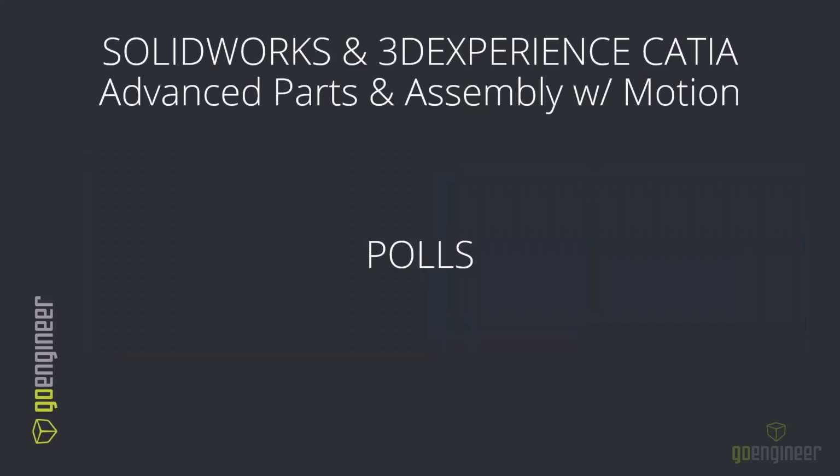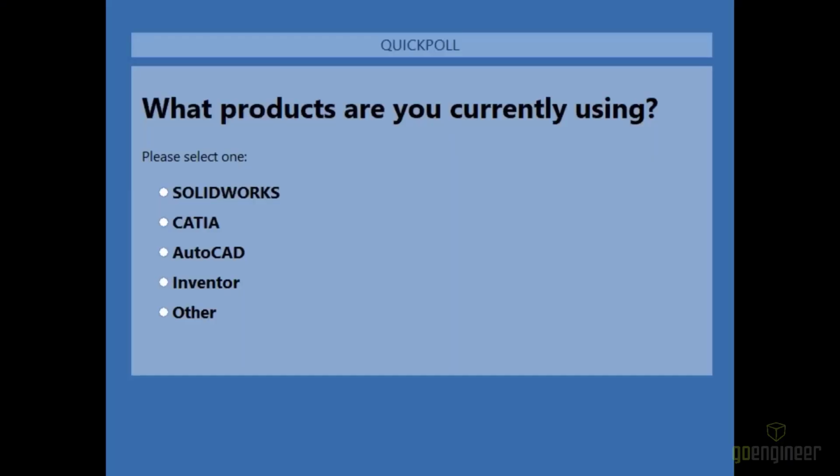The questions you can vote on are: what products are you currently using? So SOLIDWORKS, CATIA, AutoCAD, Inventor, or other. And are you having any issues with your current CAD package, such as large assemblies, surface design, motion requirements, or other? So I've gone ahead and opened up one of the polls. So if you guys could vote for those.